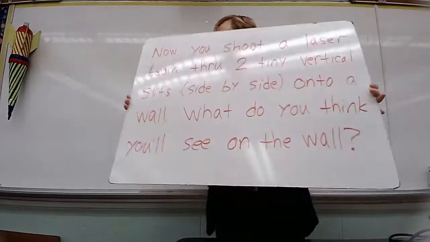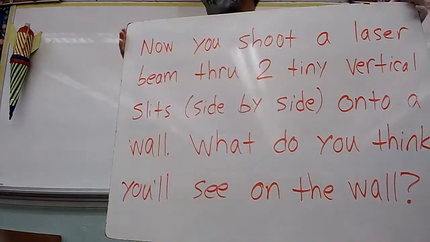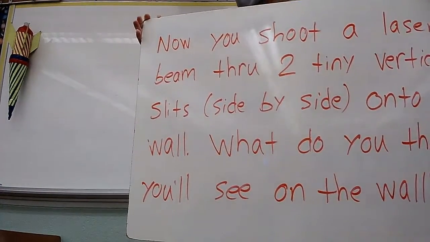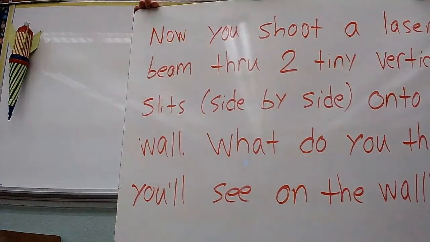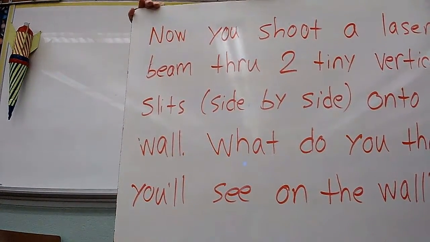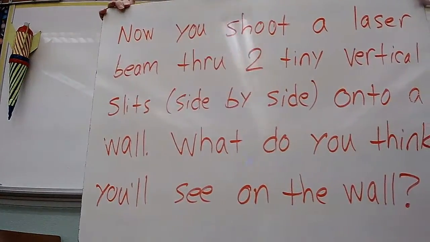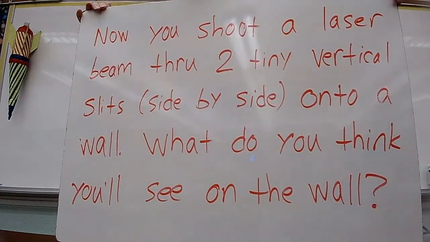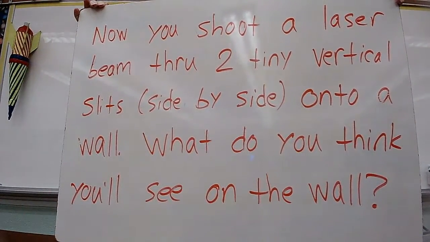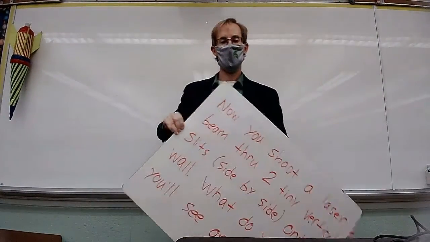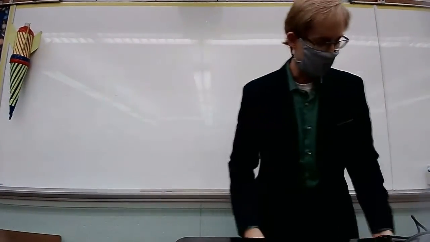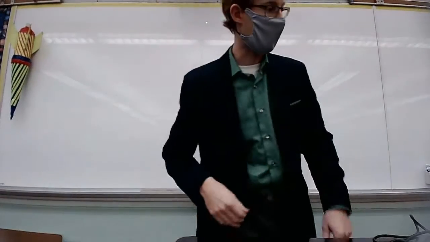All right, so our question today is, as opposed to last time, now you shoot a laser beam through two tiny vertical slits that are side by side onto a wall. What do you think you'll see on the wall? So that was the question posed today. And now, for those of you who are watching at home, I'm just going to show you what our results were from this experiment today.